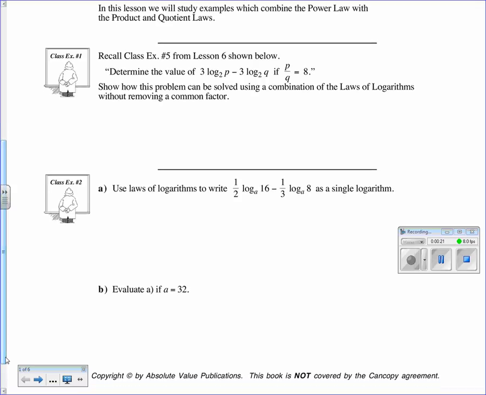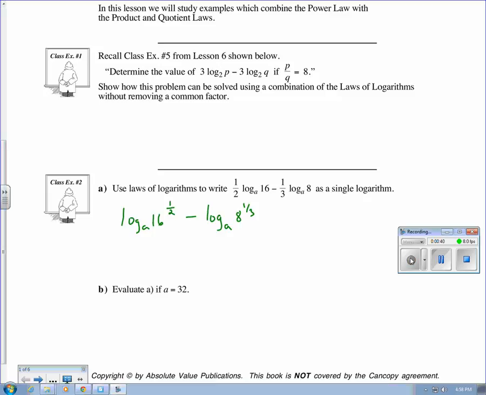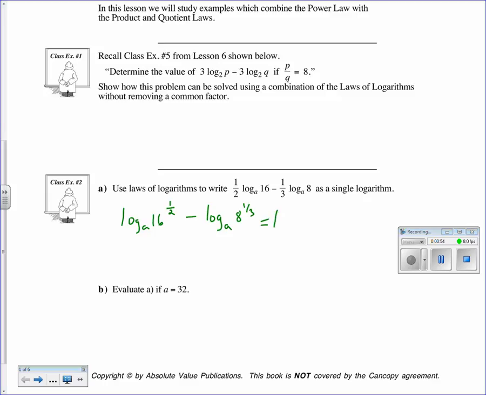Class example number 1 is very similar to what we did in lesson 6. They challenge us to use the power law there instead of the product and quotient law. But we'll try rewriting this statement to express it as a single logarithm. So I kind of like what I see in terms of those coefficients moving into the exponent position, which allows me to evaluate 16 to the half and 8 to the third. So that becomes log base A of 4 minus log base A of 2.